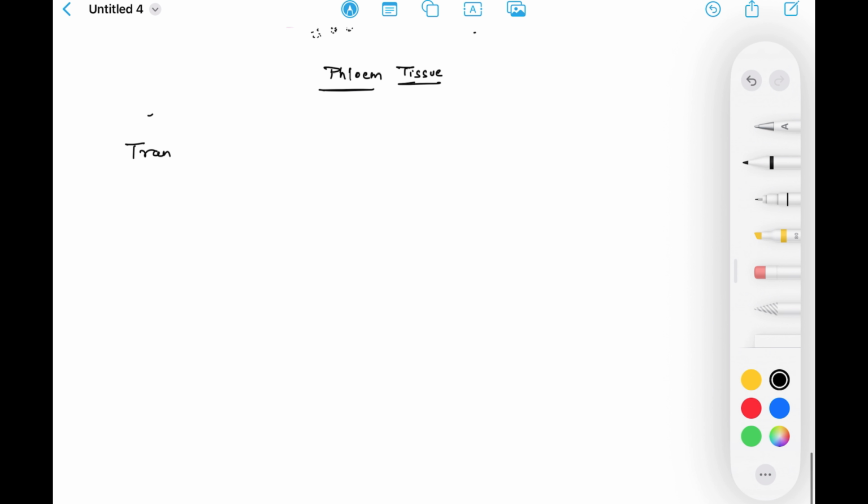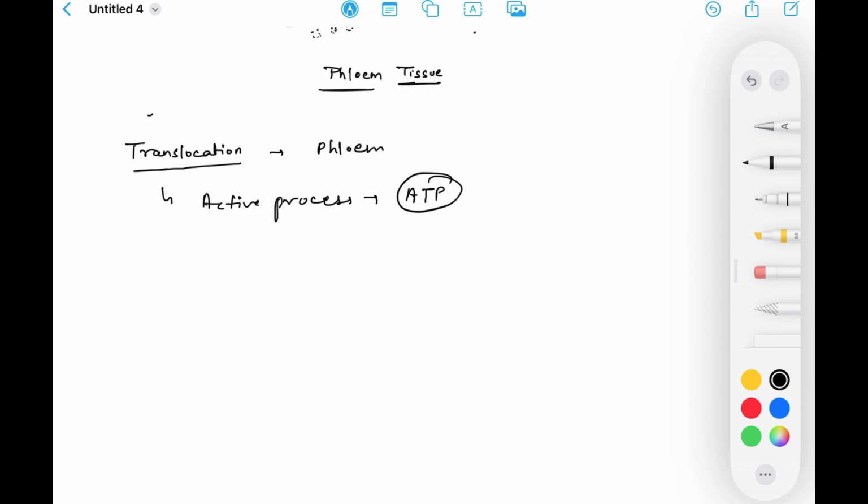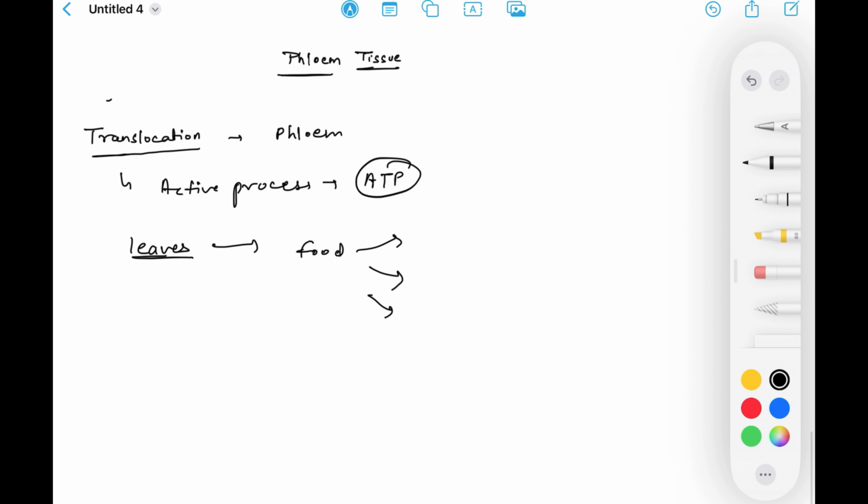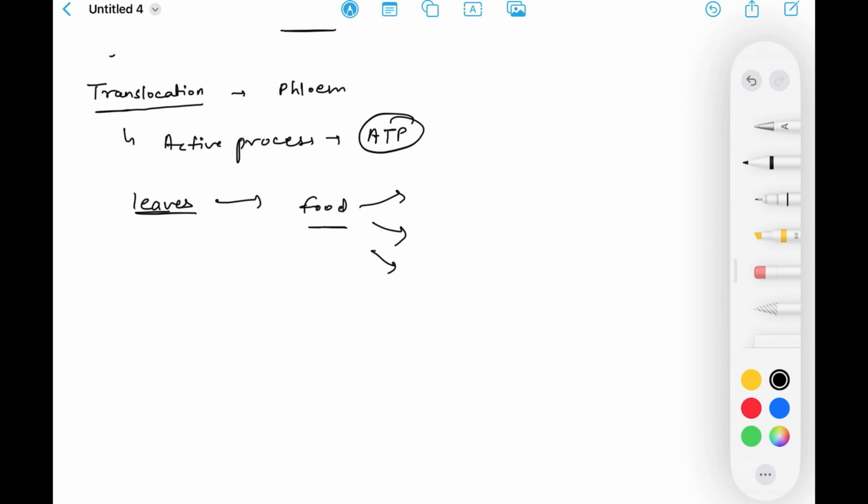This process is also known as translocation, in which prepared food is transported through phloem. And this translocation process is an active process. What is the meaning of active process? That requires energy because food often moves from regions of low concentration to high concentration. And we know food is prepared in leaves through the process of photosynthesis. These leaves send food to various regions of the plant wherever food is needed, like roots or fruits.